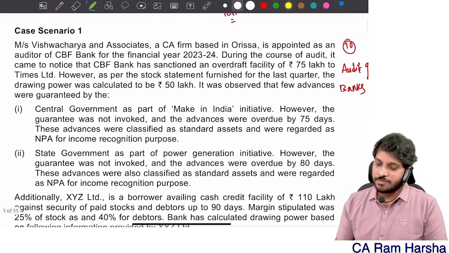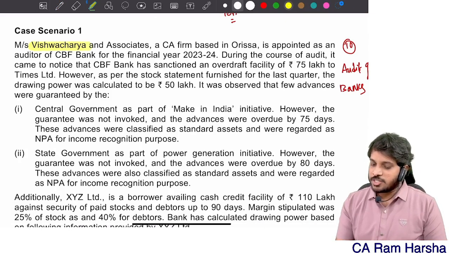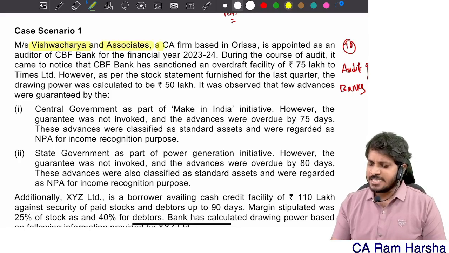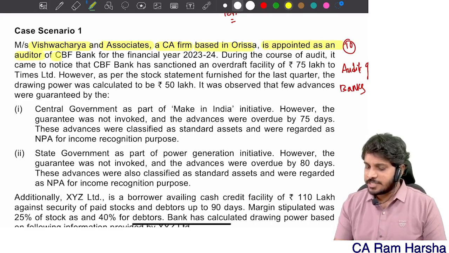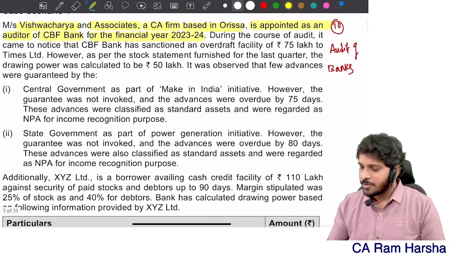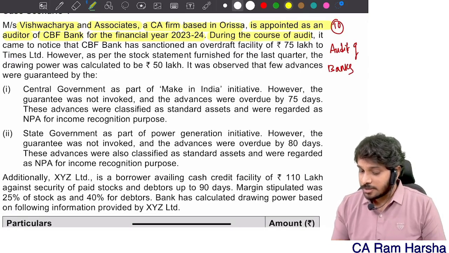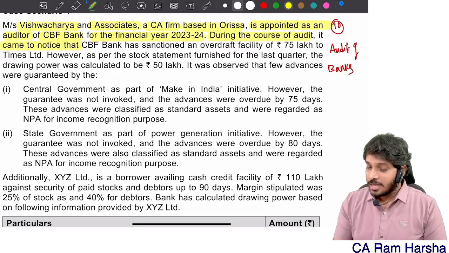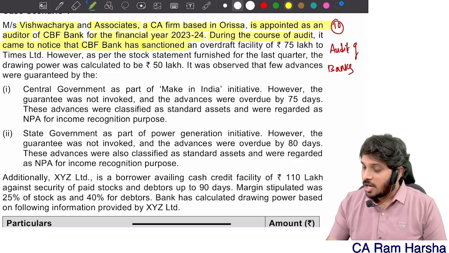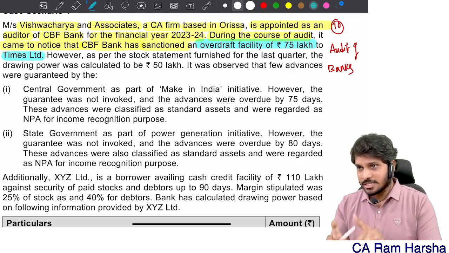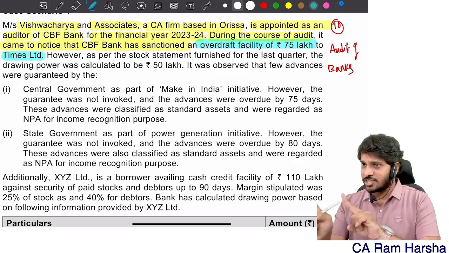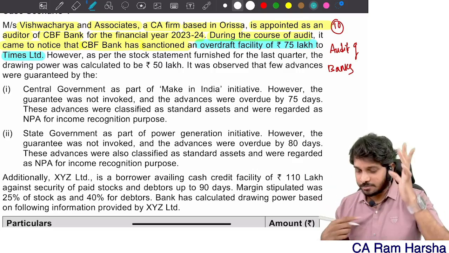So first question, first case scenario. Viswacharya and Associates, a CA firm based in Orissa, is appointed as auditor of CBF Bank for the financial year 23-24. During the course of audit, it came to notice that the bank has sanctioned an overdraft facility of 75 lakhs to Times Limited. We are the auditor of the bank.